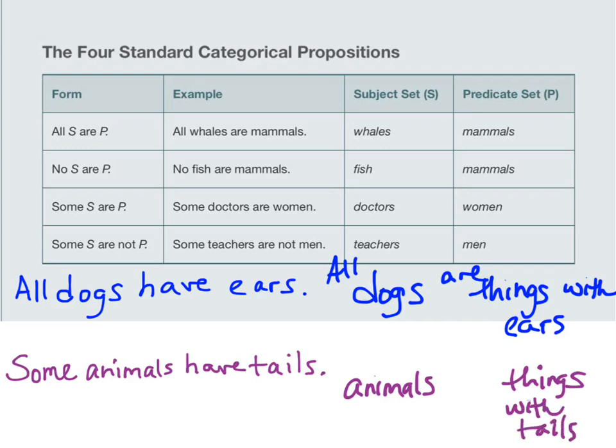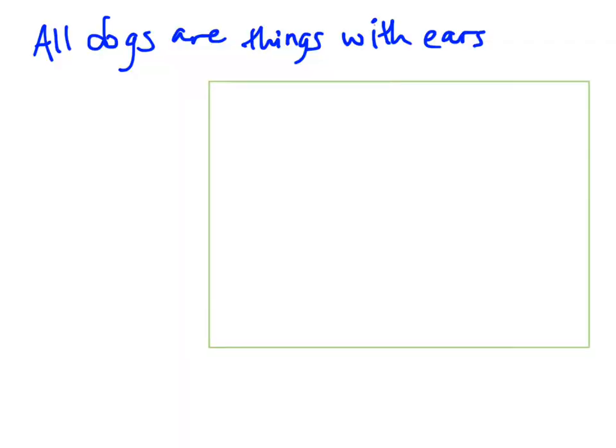And then to write this in standard form, we would fill in the words "some" and "are." So some have, so this would be "some animals are things with tails." Now let's try to represent this with a Venn diagram. "All dogs are things with ears."